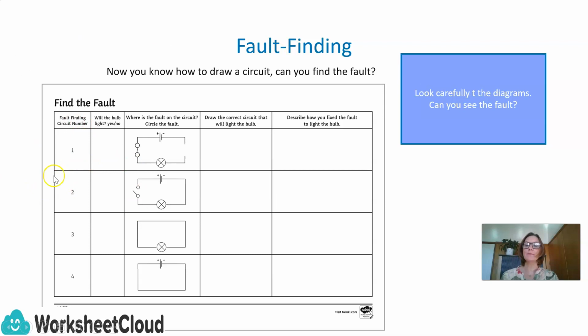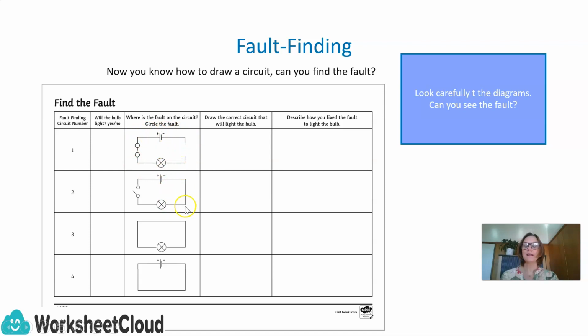Okay, so let's start with number 1 over here. The first question is, will the bulb light up, yes or no? So we take a look. There's our switch. Our bulb over here, there's an open gap here, and here is our cell or our battery. Will this one glow? No, because there's a gap, it's broken. So the current cannot flow continuously.